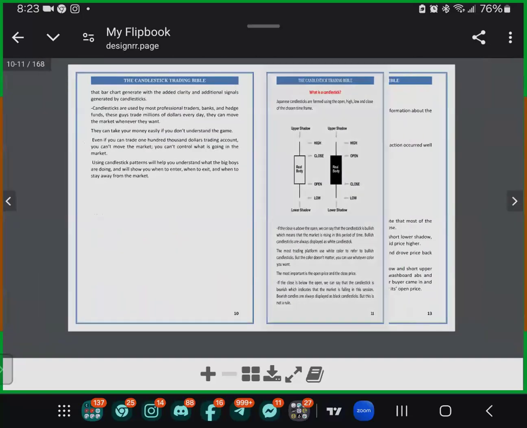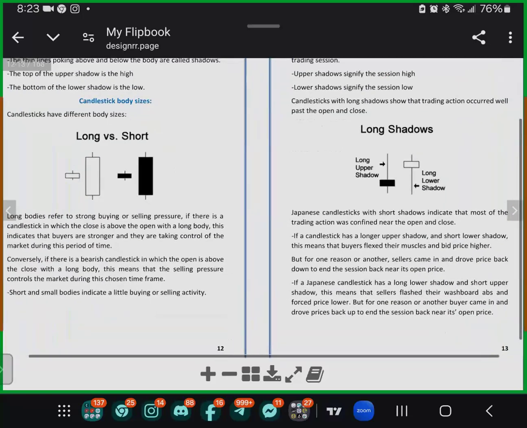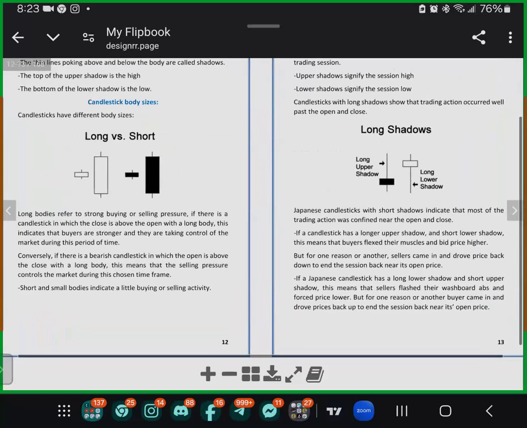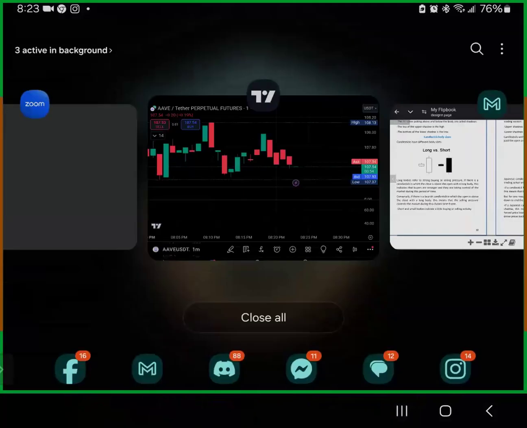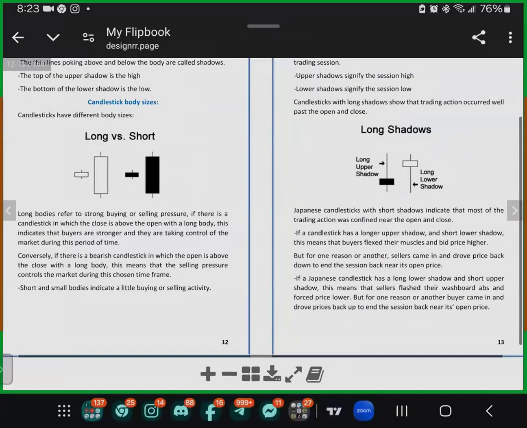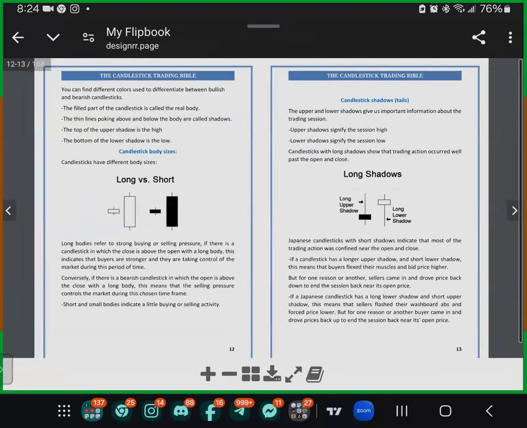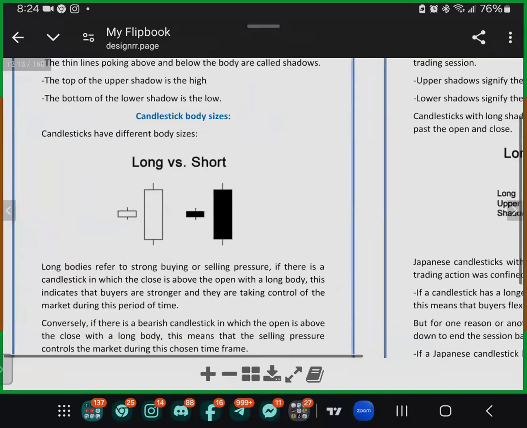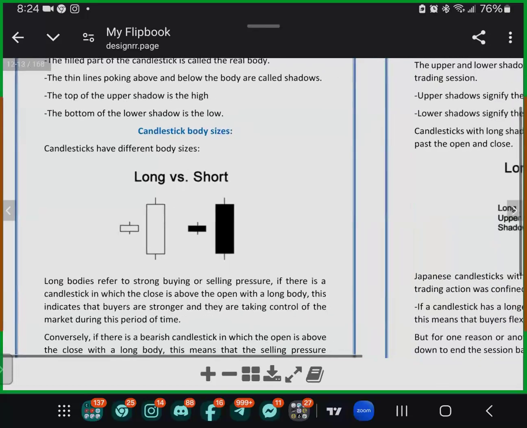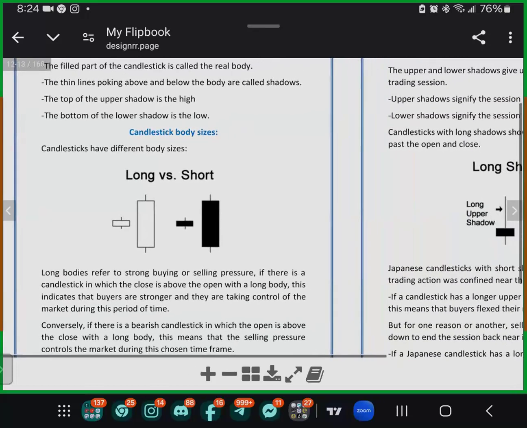All right, so now let's go to the long and the short. We've seen a couple of these candles right here. We've seen the long upper shadow and the long lower shadow. So I'm going to try to find these bars right here. This is long versus short. Long meaning the green candle is going up, the short meaning the red candle going down.